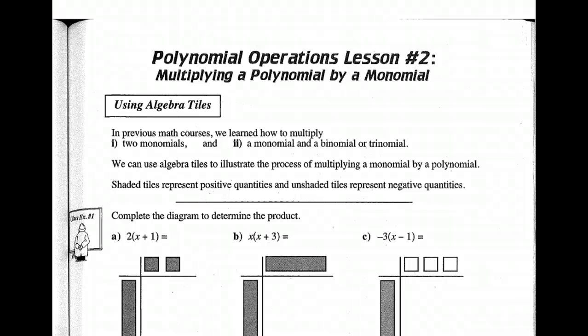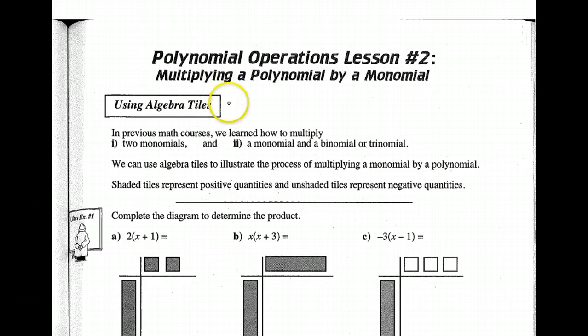Today we're going to go over polynomial operations, lesson 2, multiplying a polynomial by a monomial. So let's just look at the definitions here. A polynomial is anything with more than one term in it. It can have two terms, a binomial, three terms, a trinomial, or four or more terms, a polynomial. And then we're going to multiply that by a monomial, which again has just one term.